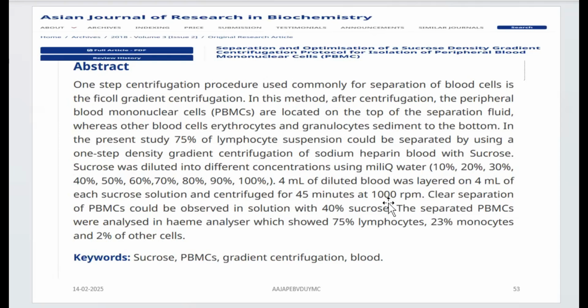What they observed is that when it was layered on 40% sucrose, the peripheral mononuclear cells, which formed a top layer in the previous centrifugation process, were separated. The separated PBMCs were analyzed and they showed 75% lymphocytes, 23% monocytes, and 2% other cells. So sucrose gradient alone was used, but what concentration would be better for good separation needs to be optimized.